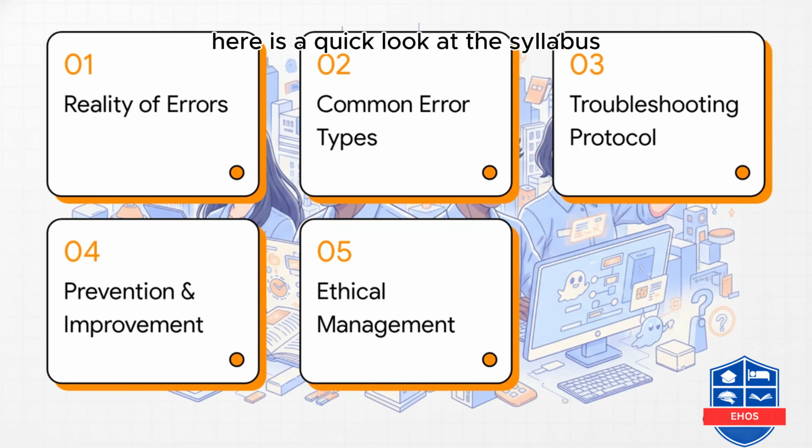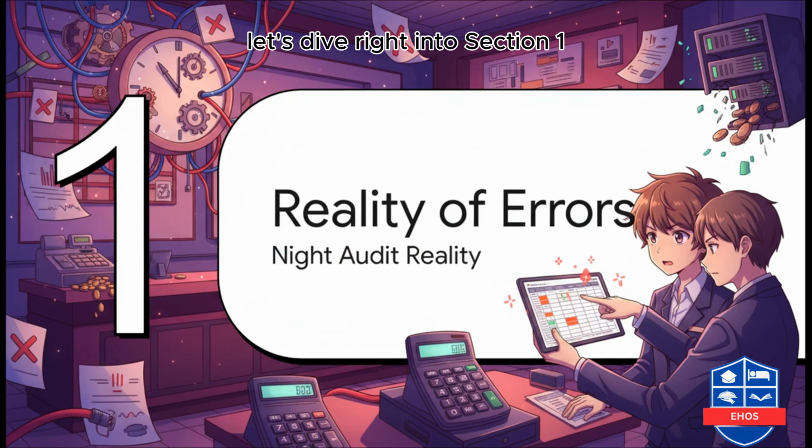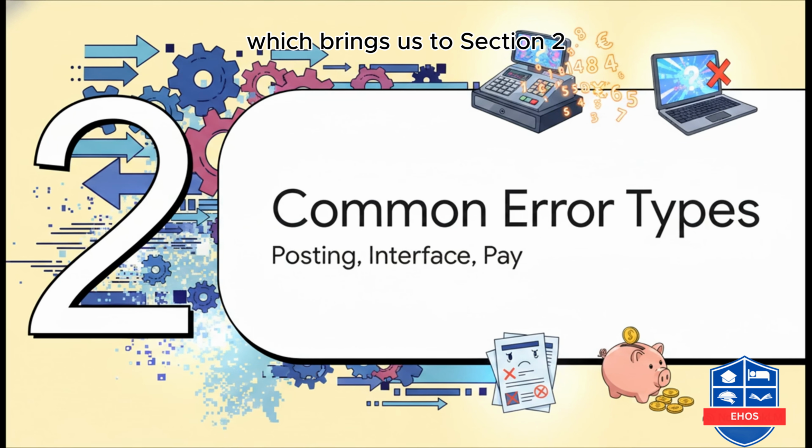Here is a quick look at the syllabus for our masterclass today. 1. The reality of audit errors. 2. 3 common error types. 3. A systematic troubleshooting protocol. 4. Prevention and improvement. And 5. Ethical error management. Let's dive right into Section 1, the reality of audit errors. Which brings us to Section 2, 3 common error types.